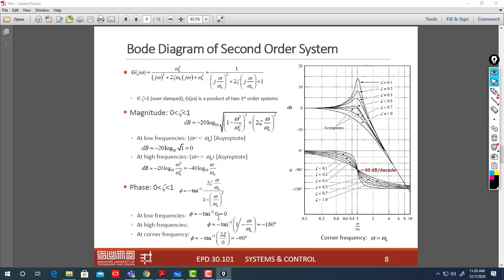At low frequency, tangent minus 1 of 0 is 0. At high frequency, omega equal infinity, tangent minus 1 of this is also 0. So then tangent of 0 is 0, but it could also be pi. It also could be 2 pi, 3 pi, 4 pi, etc.